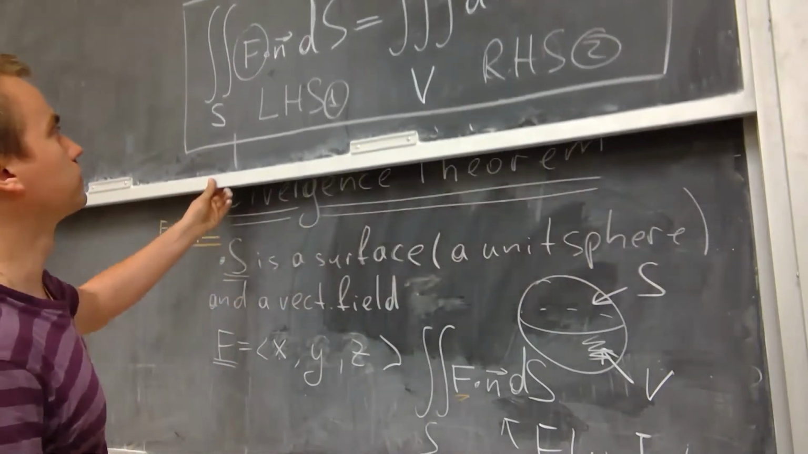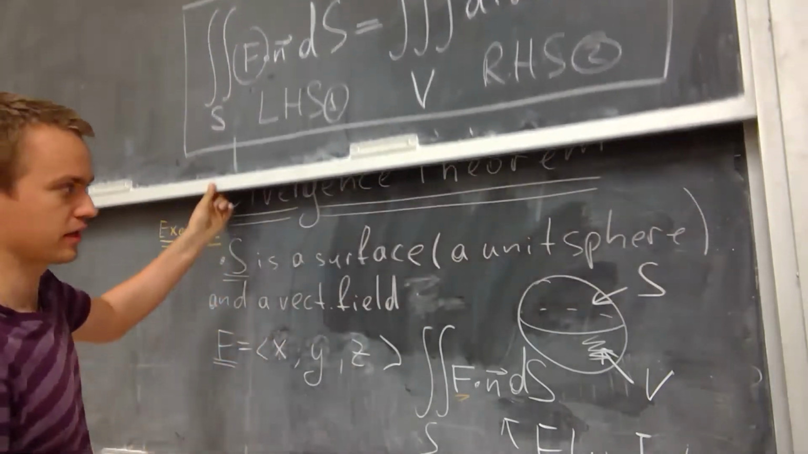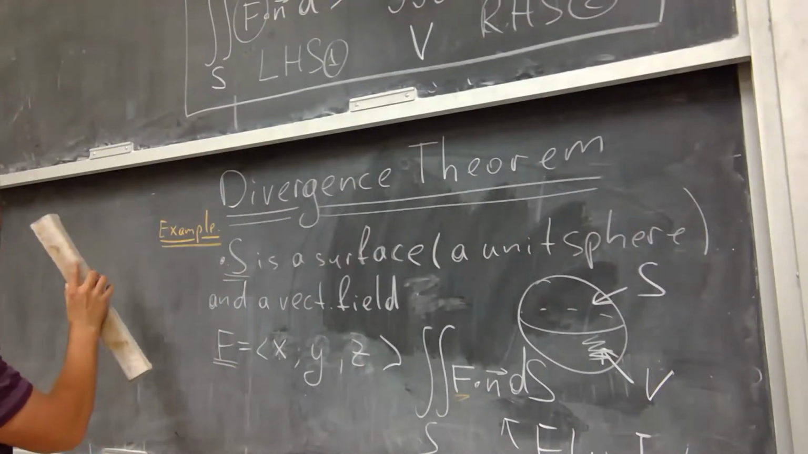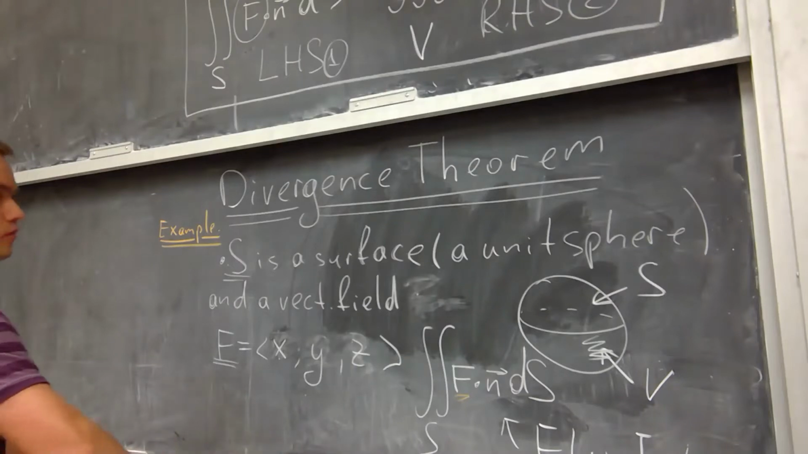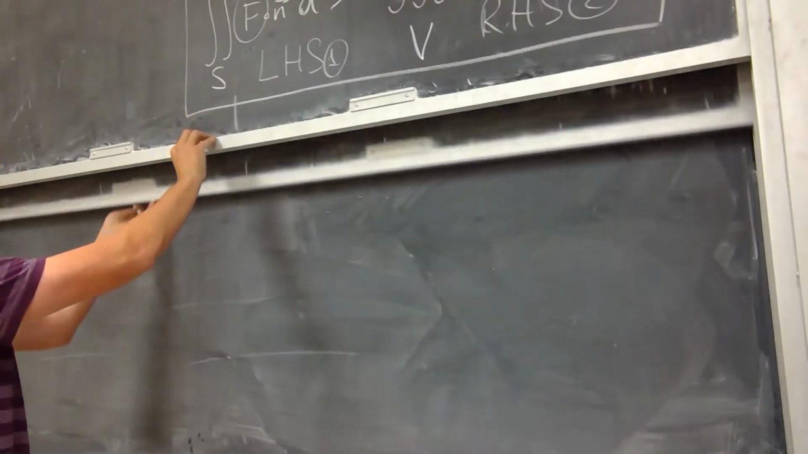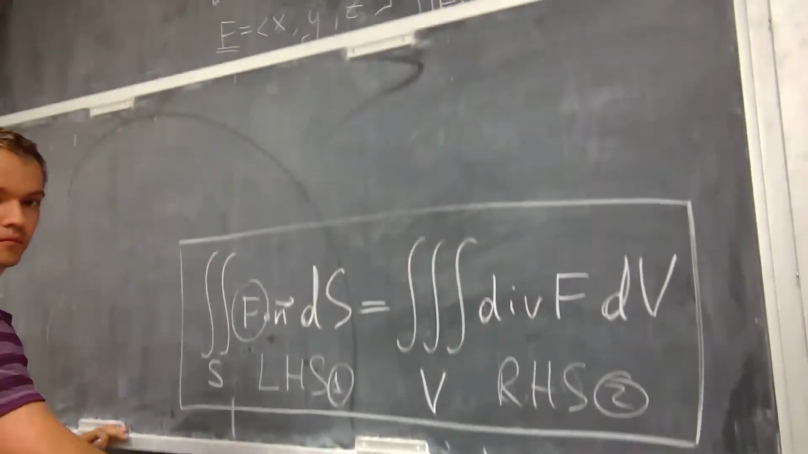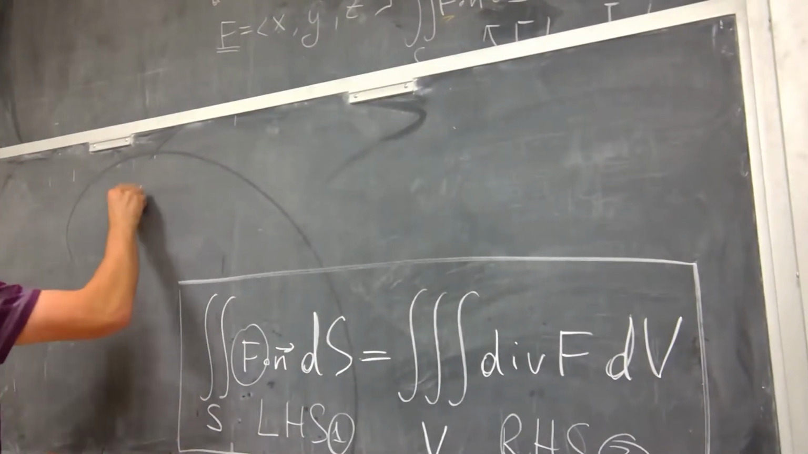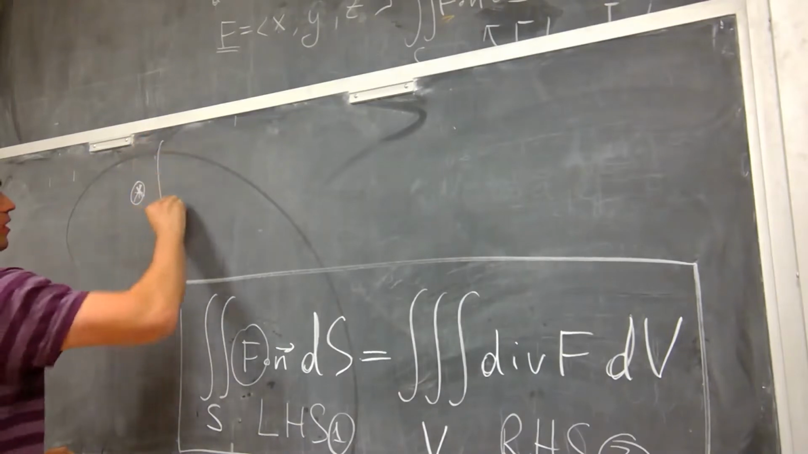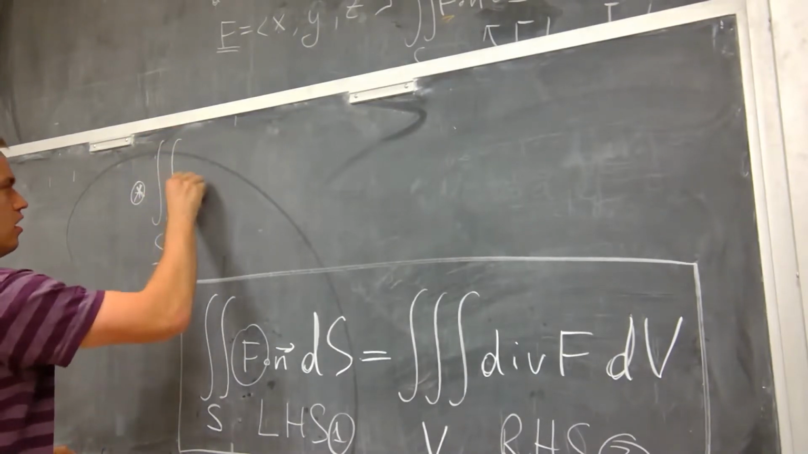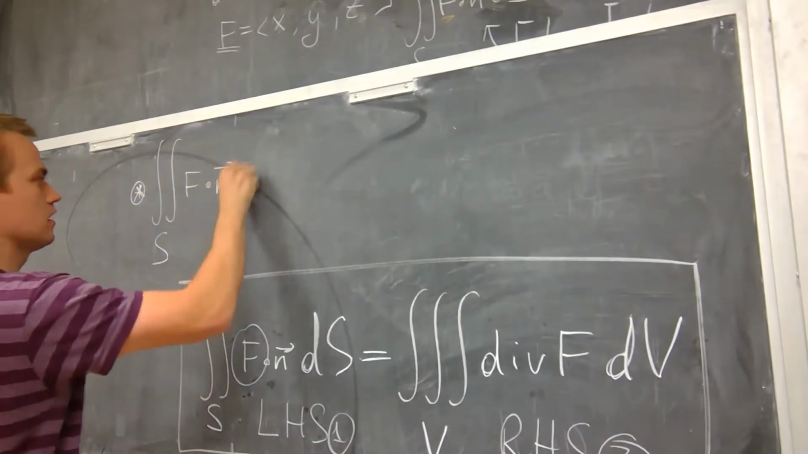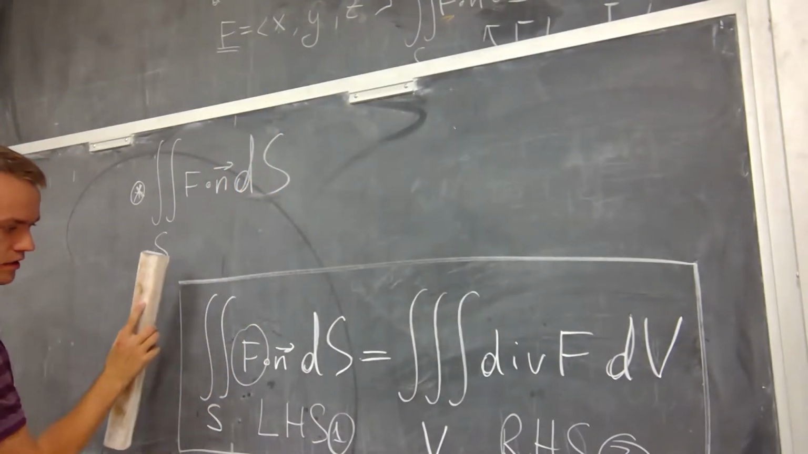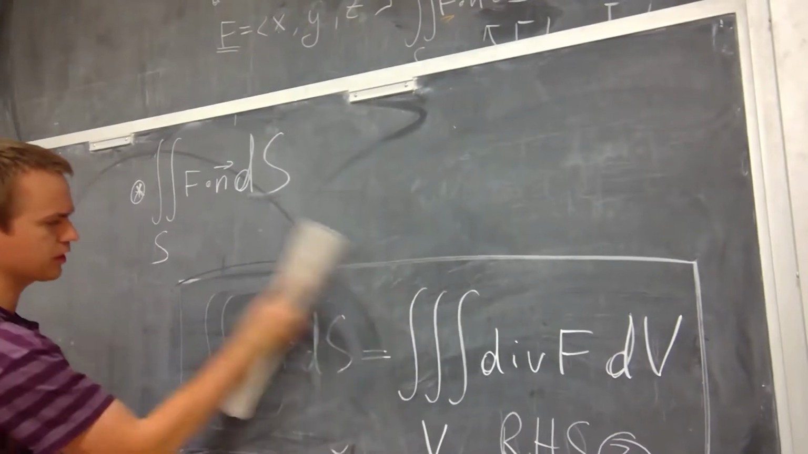Okay, so let's first compute the integral on the left-hand side. So first I want to compute this integral, the double integral over S of F dot N dS. Here are a couple of approaches for how we can compute this integral.